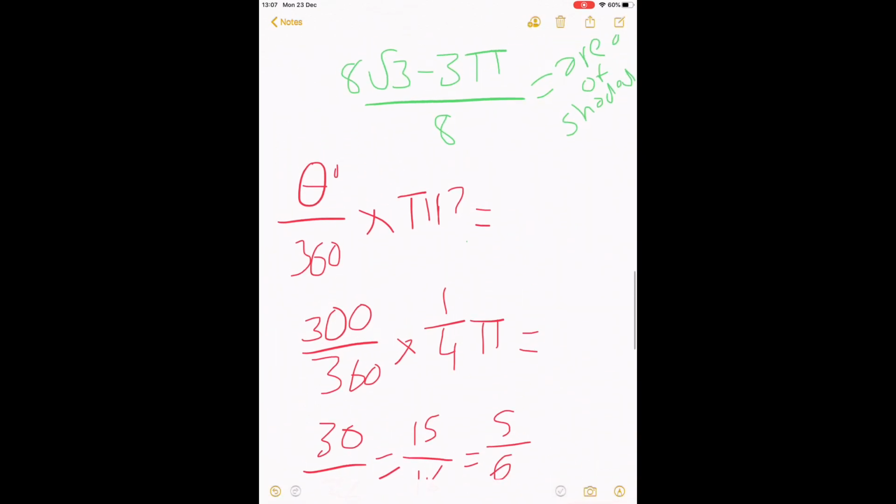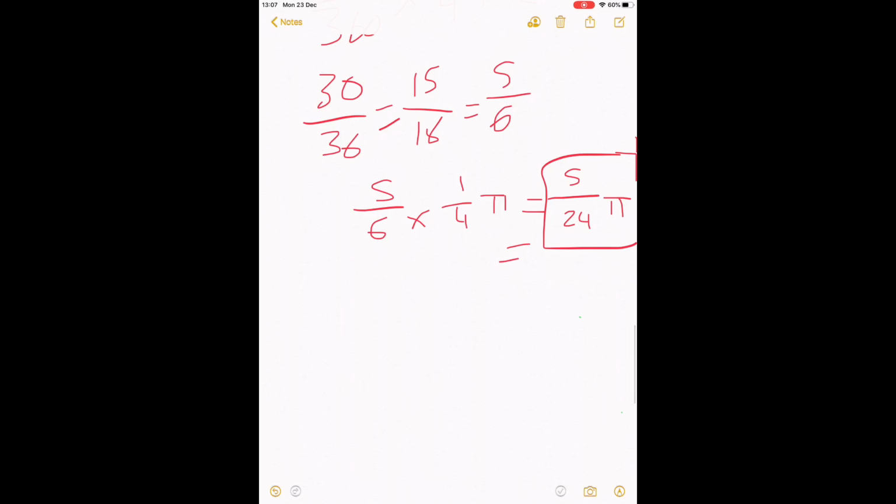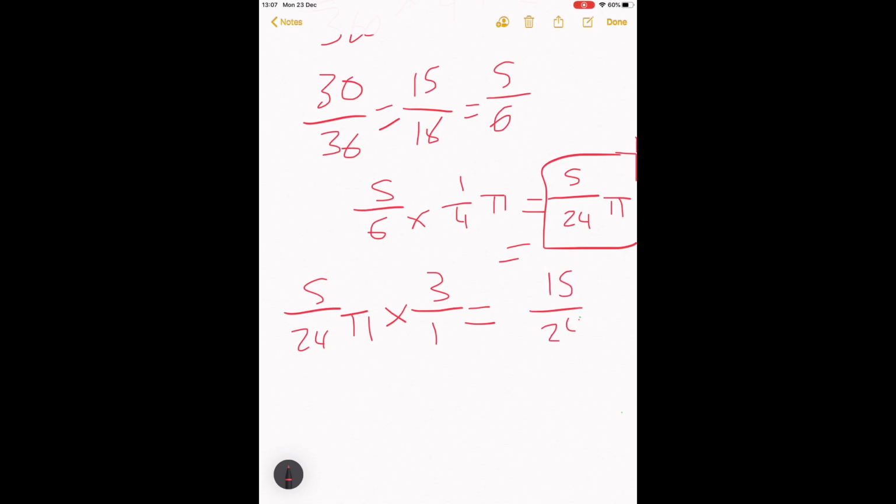You can't simplify that any further, so 5 over 24 pi is the area of one sector. So you have to do 5 over 24 pi multiplied by 3 to get the total sector area, which is 15 over 24 pi, which you can also divide both by 3 to get 5 over 8 pi. And then you can't simplify that any further. So that's the area of all our shaded sectors on the outside.